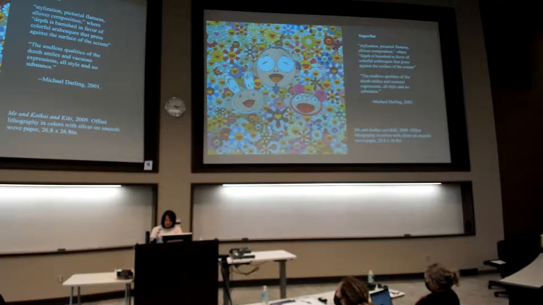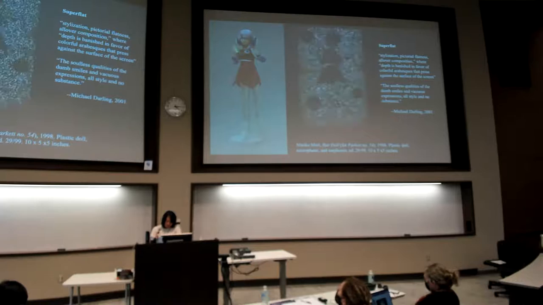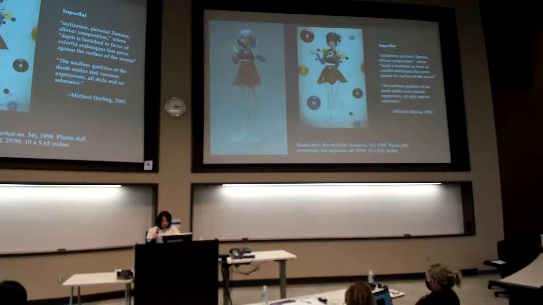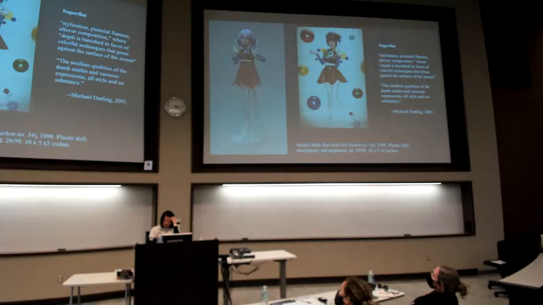Takashi Murakami's Star Doll, which is also another piece included in the exhibition, is based on the artist's earlier performance of a pop star. It's also a reflection of these superflat aesthetics. So it's like this complete superficiality of a person without depth. It is also a depiction of the infantilization and objectification of women, which is a serious problem in Japan, but also much beyond Japan.